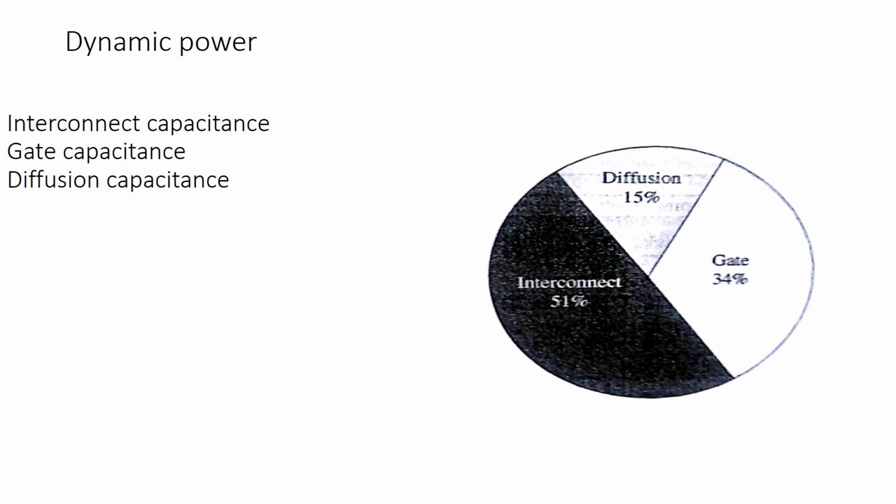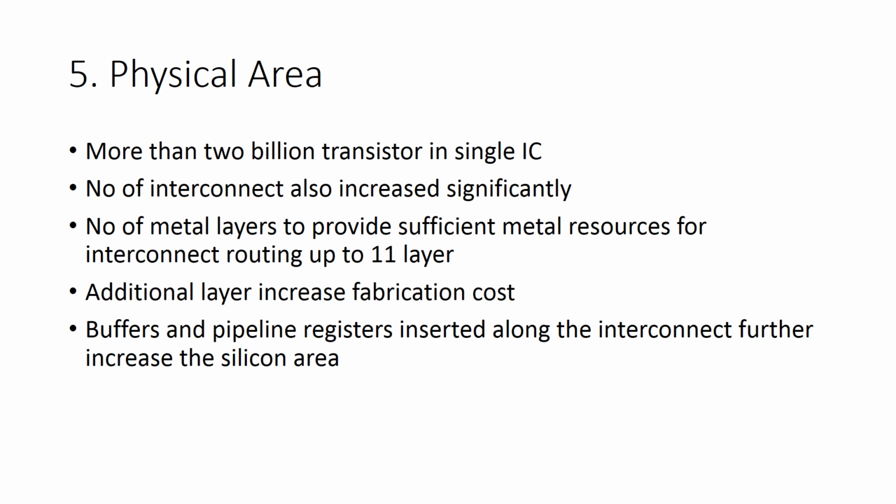Dynamic power dissipation due to interconnect is 50%. Interconnect capacitance, which is all our unwanted parasitic capacitances, dissipates 51% of the power. Then diffusion capacitances give 15% power dissipation, and gate capacitances share 34%. So this is all because of the parasitic capacitances which are there, and we cannot do anything about it.